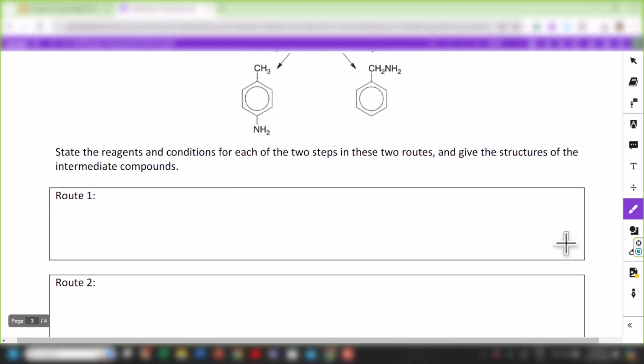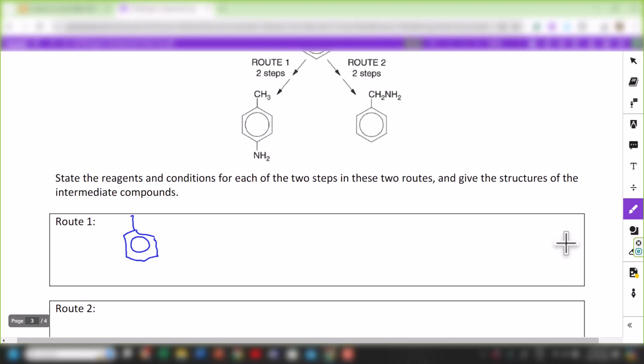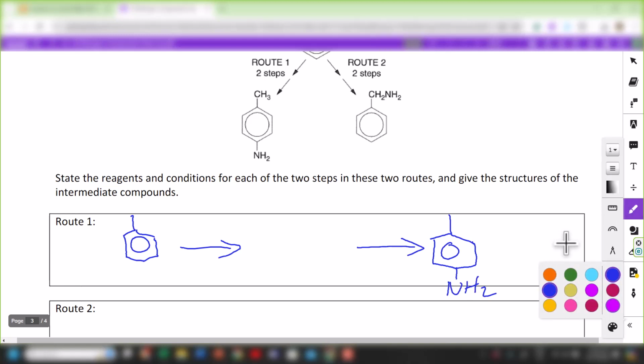of the intermediate compounds. Okay, so I think I will just start off by drawing out the structural formula of methylbenzene. And of course, because it's just two steps, there must be an intermediate compound before I draw out my final product, which is 4-methylphenolamine. Okay, so I'm going to use a different color pen. Right, so the starting material has a methyl group. The product has the NH2 at the 4th position, so you are probably aware that you need to introduce a nitro group at the 4th position.